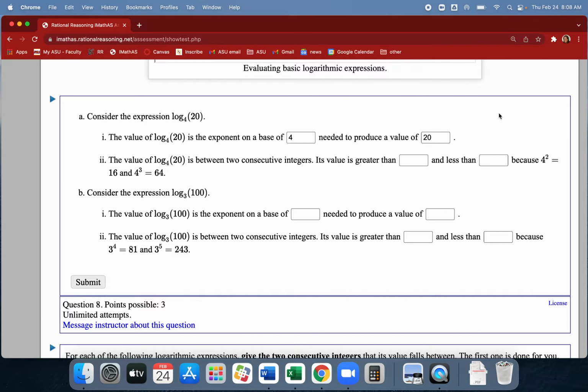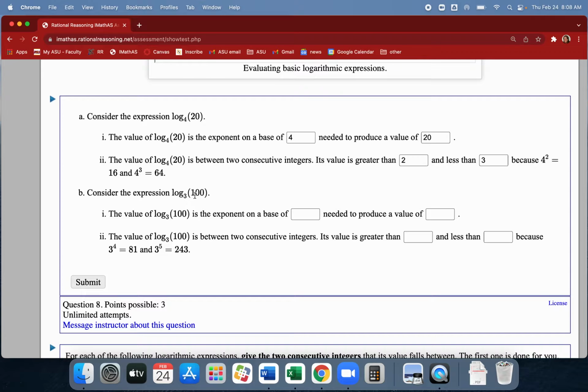Thoughts? Yeah, between 2 and 3. 4 squared is only 16. 4 cubed is definitely bigger than that, and 16 times 4 if you work it out is 64. So it's definitely between 16 and 64. So the value of this log expression is between 2 and 3, greater than 2 and less than 3, because 4 squared is 16 and 4 cubed is 64. And this one has the numbers at the end filled in there.